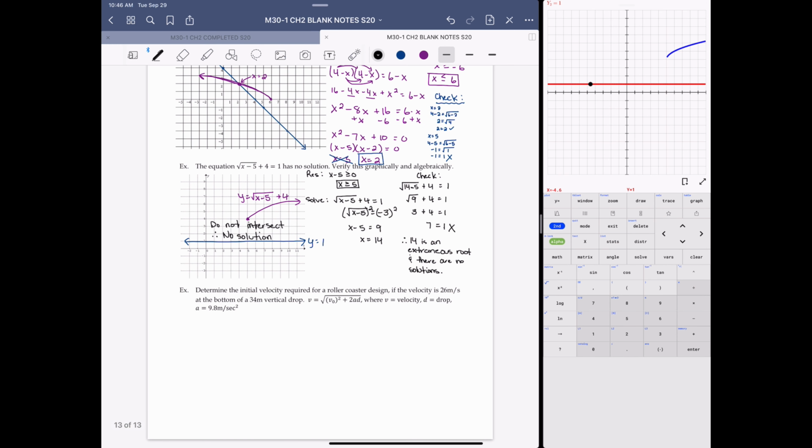Determine the initial velocity required for a roller coaster design if the velocity is 26 meters per second at the bottom of a 34-meter vertical drop. We have the function v equals the square root of v0 squared plus 2 times a times d, where v equals velocity, d is drop, and a is 9.8 meters per second squared. We have some information in here. Velocity is 26 meters per second, and it's a 34-meter vertical drop.